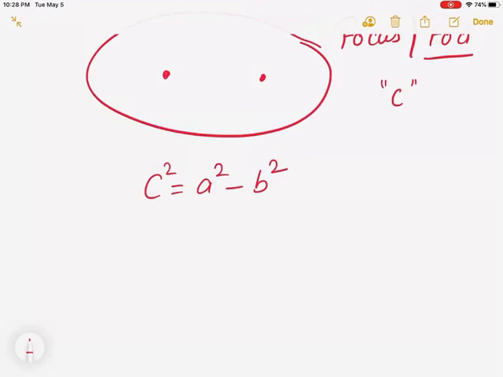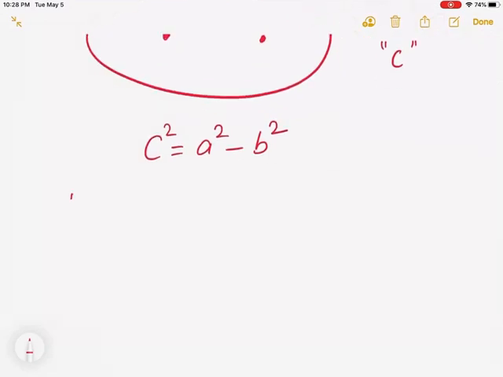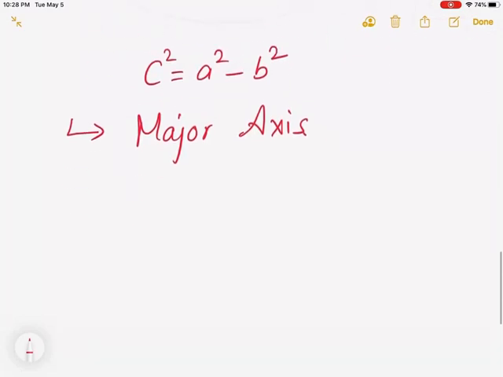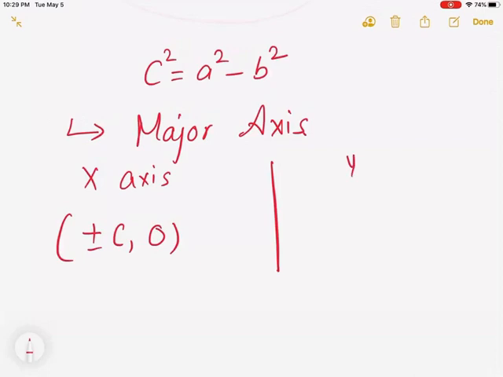Trust me. Another thing you need to know: the foci are always going to be on the major axis, always. Foci always lie on the major axis. So let's say the X-axis is the major axis. How would you label that? The number comes first, so I'm going to say plus and minus C comma 0. If Y is the major axis, then it would be 0 comma plus and minus C. That's how we label it.